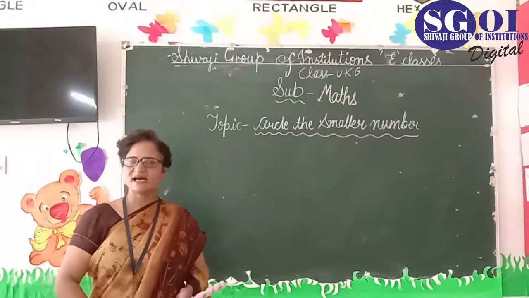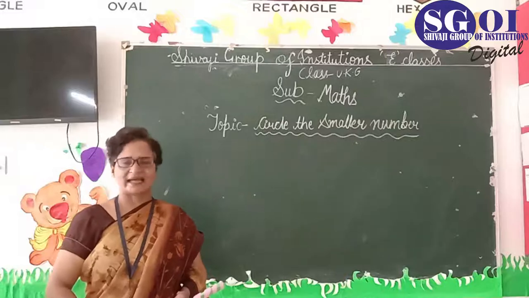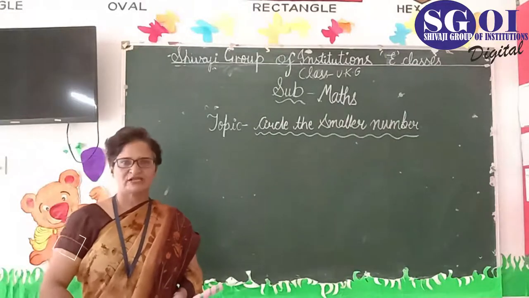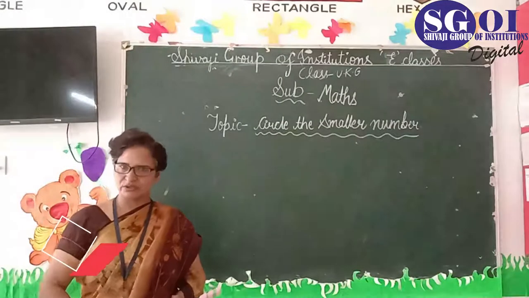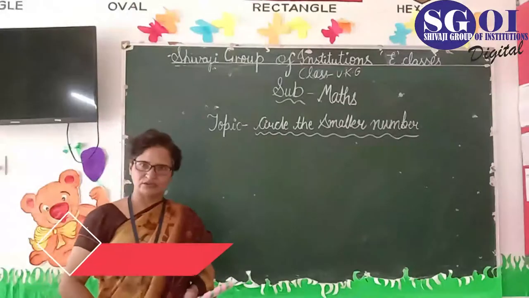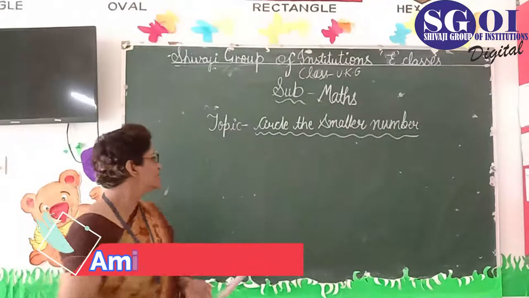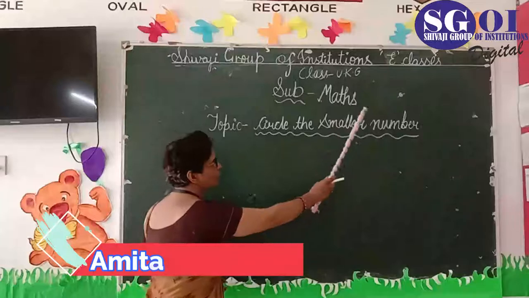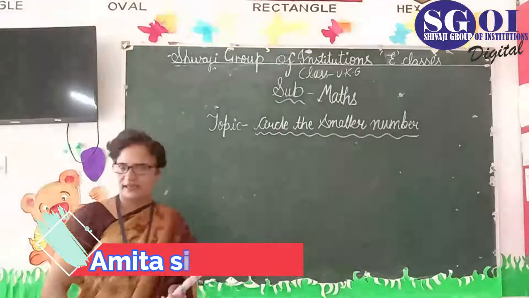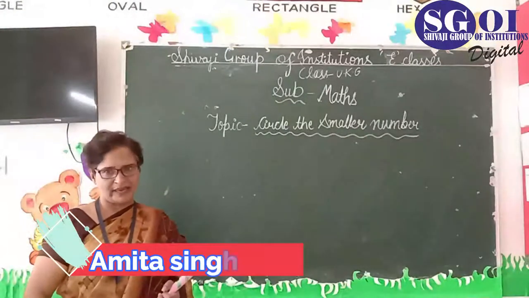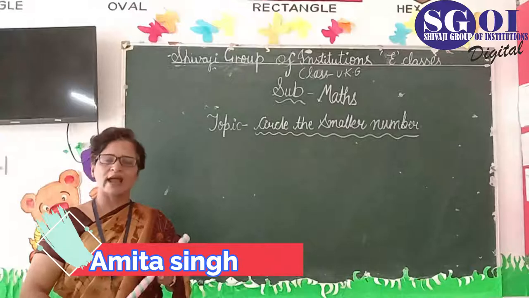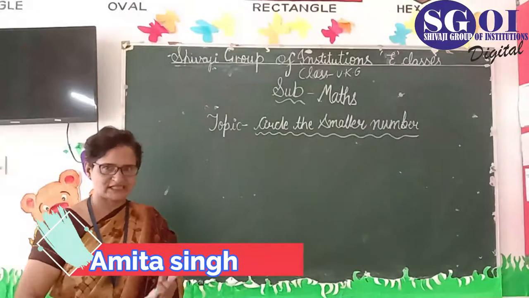Students, let's start our maths work. This is your maths period. For that, you have to open your maths notebook. Take out your maths notebook and open the page where it is written: Circle the smaller number. Okay? All of you have opened the page. Okay. Now, look at the blackboard. I am going to explain.